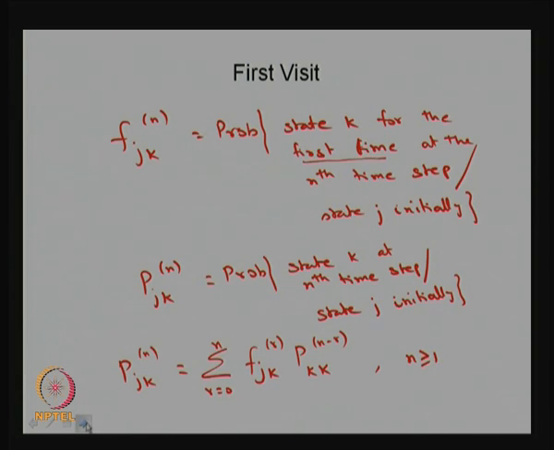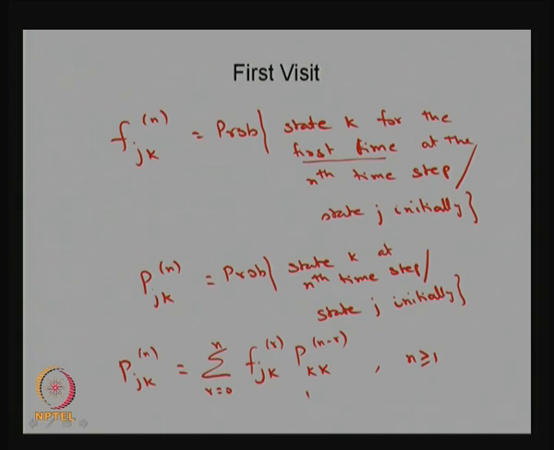Obviously, we can make out that p k k of 0 steps is going to be 1, and similarly f suffix j k of 0 steps is also 0, and f j k of 1 step is nothing but p j k. The first time the system is moving from the state j to k in 1 step is the same as the 1 step transition probability.